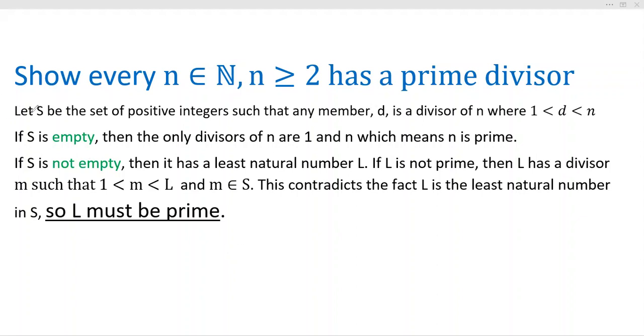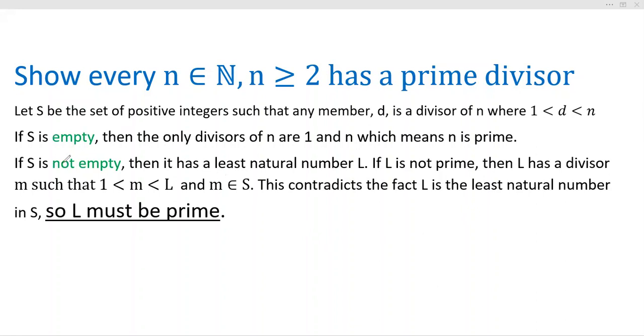What we do is we define a set of positive integers or natural numbers. Positive integers and natural numbers mean the same thing, such that any member D is a divisor of n. We want to make D be strictly greater than 1 and strictly less than n. Okay. Now, it proceeds very nicely.